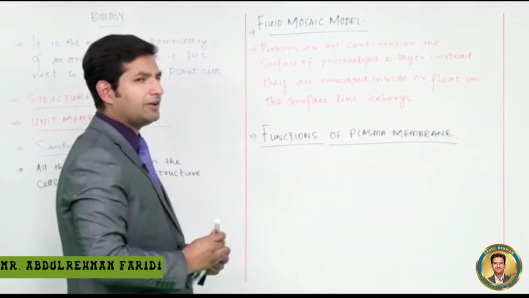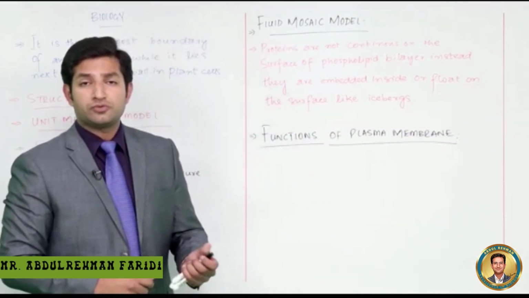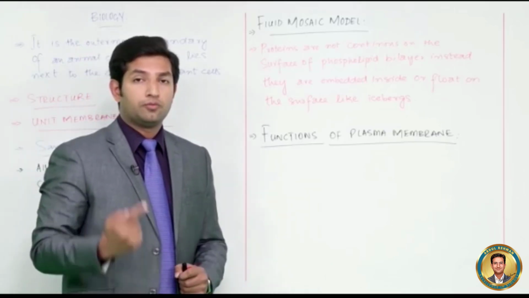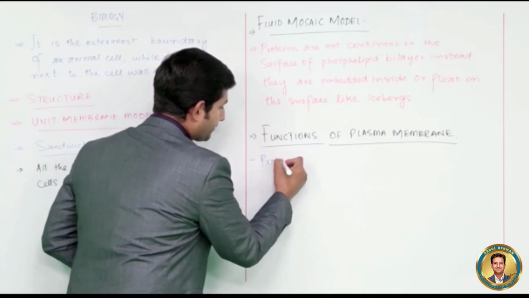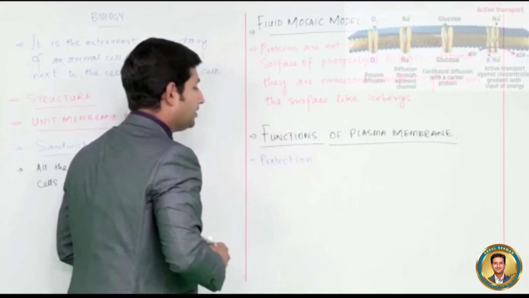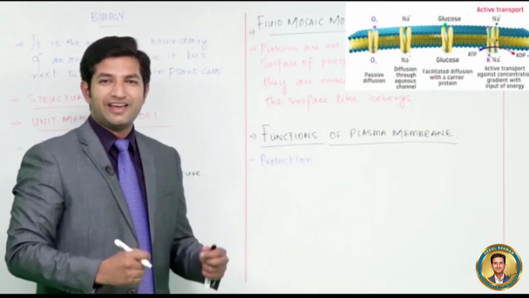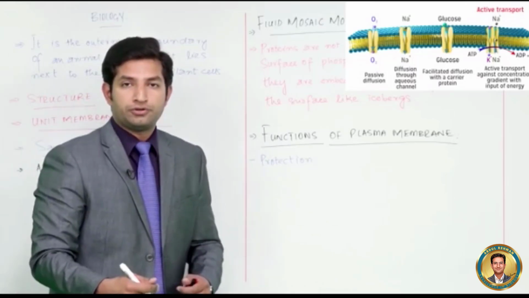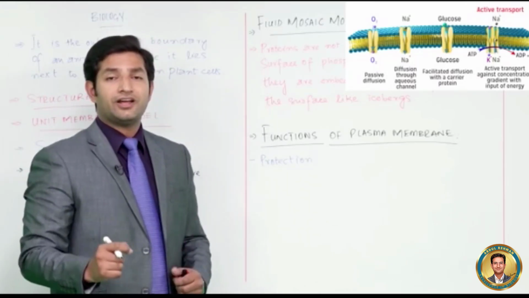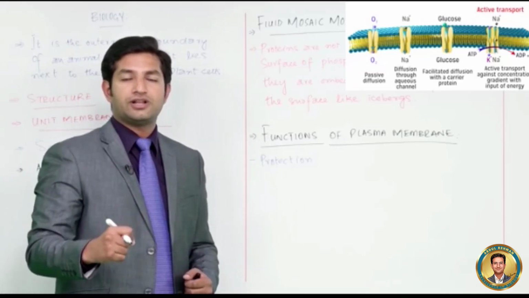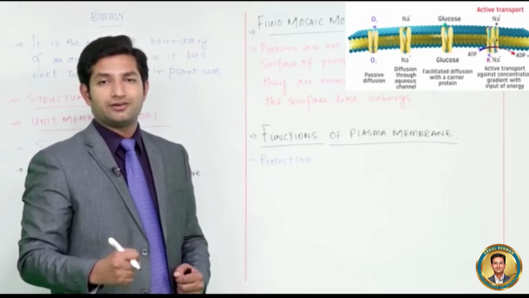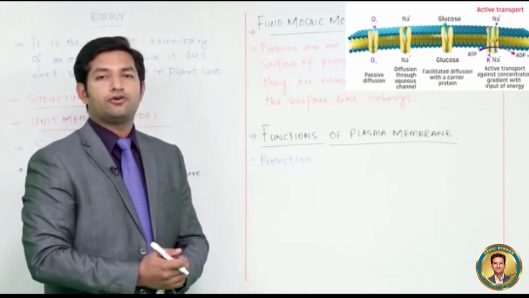All right, so what kind of functions could be performed by the plasma membrane, that is the outermost boundary? Number one, protection. Just like the boundaries or the gates of a building, they are supposed to protect the internal components. Just like that, the plasma membrane is the outermost boundary. So it should protect the internal components like the cytoplasm, like the mitochondria, Golgi bodies, nucleus, and other organelles as well.